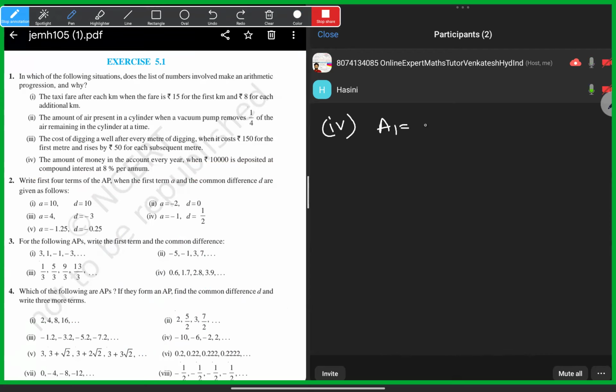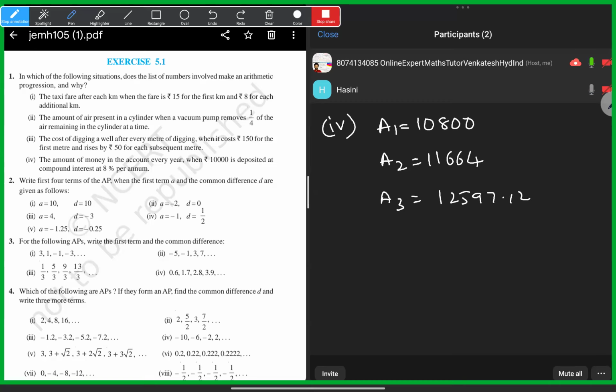A1 is 10,800. A2 is 11,664. And A3 is 12,597.12.